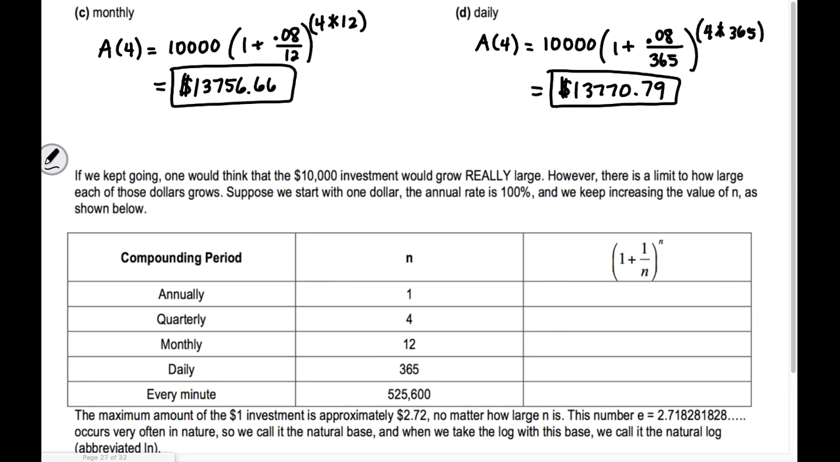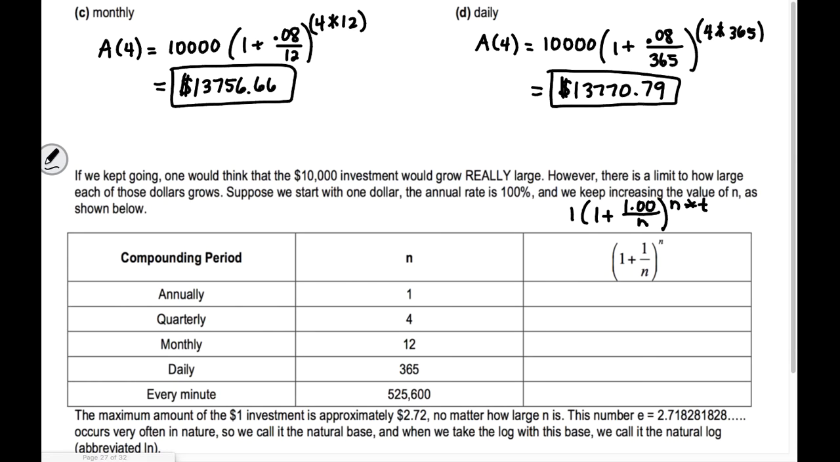So let's kind of see what this limit is. So instead of $10,000, let's talk about how much every single one of those dollars is growing. So let's say I have $1. And instead of 8%, I'm going to do 100%. So let's say I have 100% growth. Then I'm going to use this $1 times (1 plus 100% growth divided by n) raised to the n times t. That's the formula I'm using.